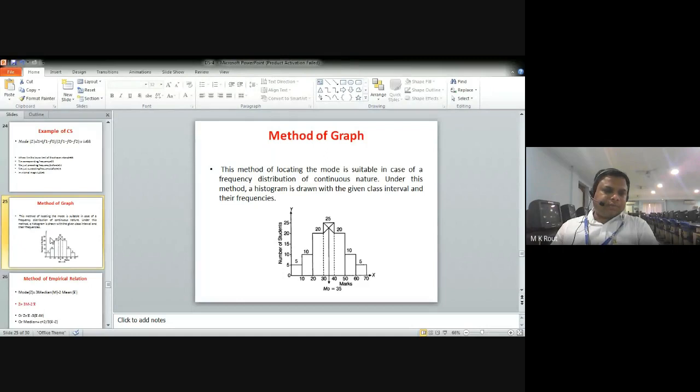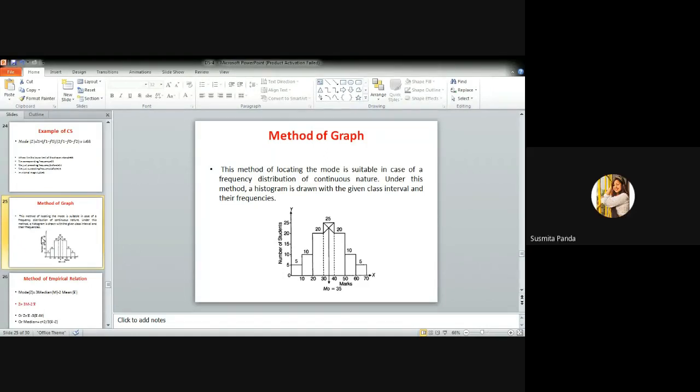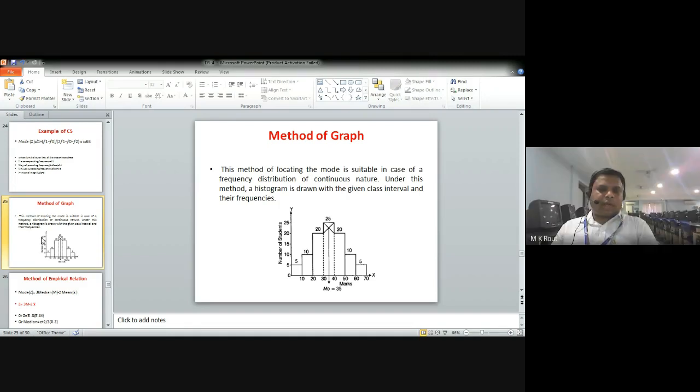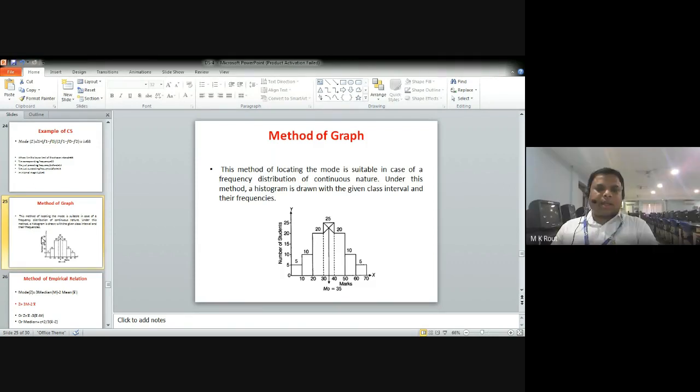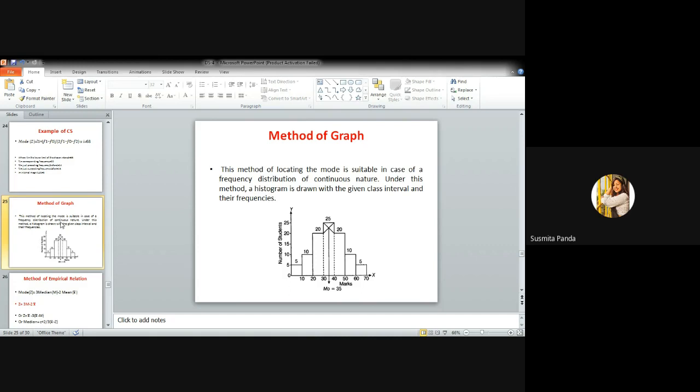Moving to the next one. Any doubt from this particular method? Anyone? Sir, how do we calculate in this? There is no calculation. By the help of a histogram, you can draw that particular chart. But we need to choose the mode in this, right? In this mode case, which one?